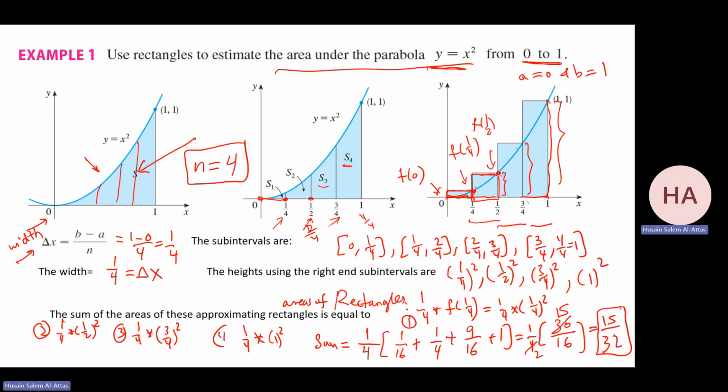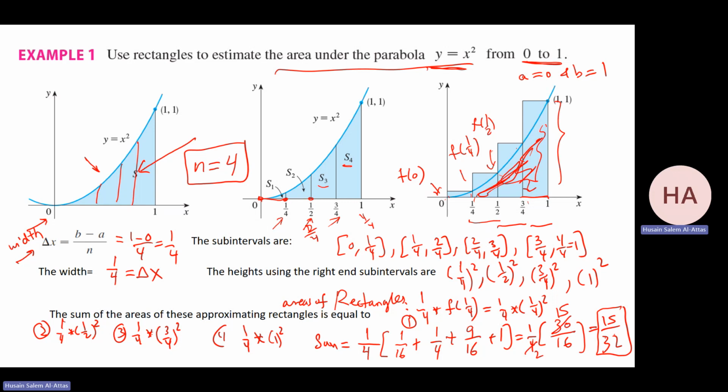You just notice my estimate is more than the actual one, because these rectangles are above the curve. This is the main area, the area under this curve, but the areas of the rectangles will be more than my actual area.